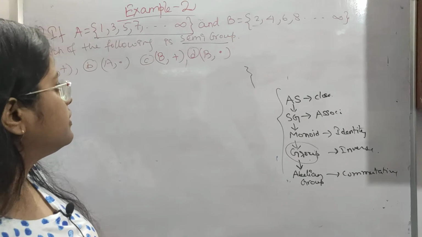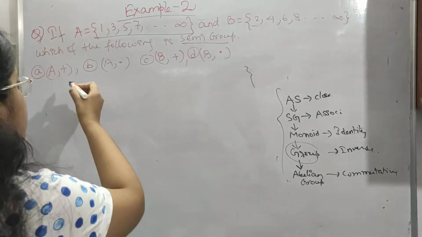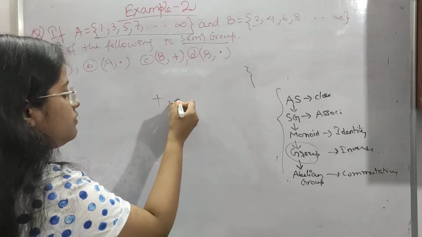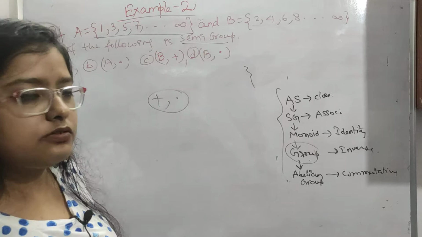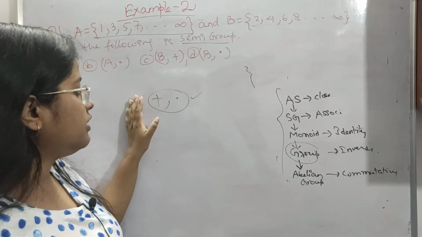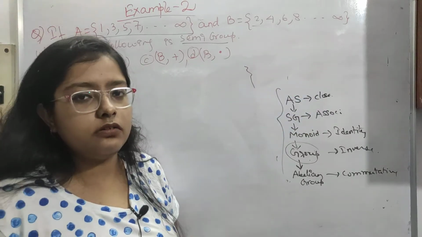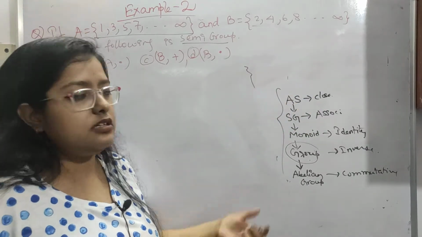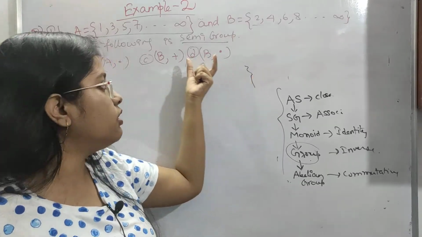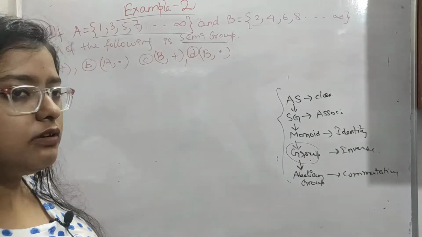Again, here another shortcut you can apply is that only plus and star is used. So plus and multiplication, whenever it is used, it will always be associative. Okay, so for semi group you just don't have to check associativity at all, because it will always be associative. You just have to find out if it is closed or not. If it is an algebraic structure, it will be a semi group, because associativity always holds in place of this star and plus. Okay, so now let's see one by one.